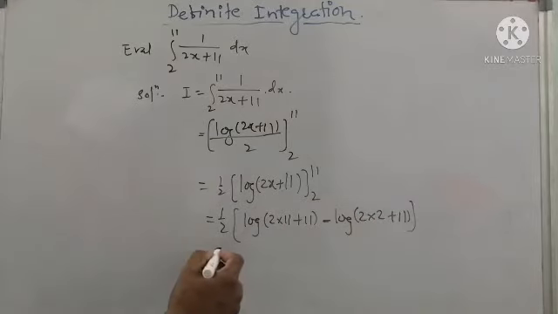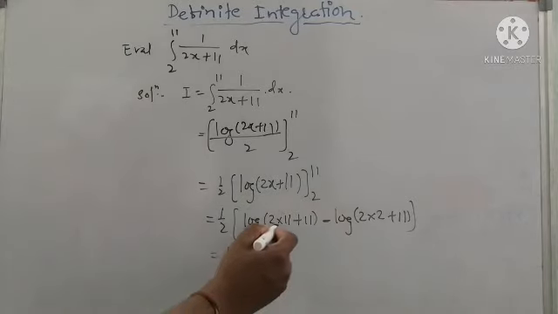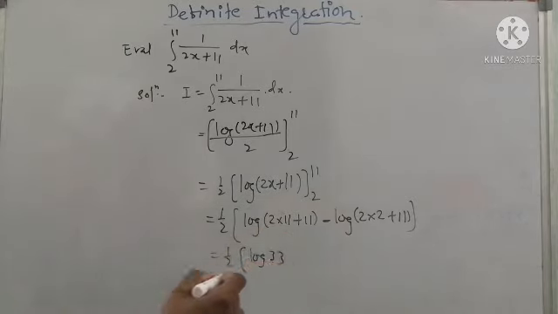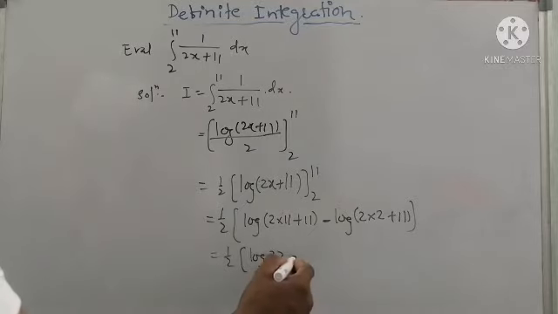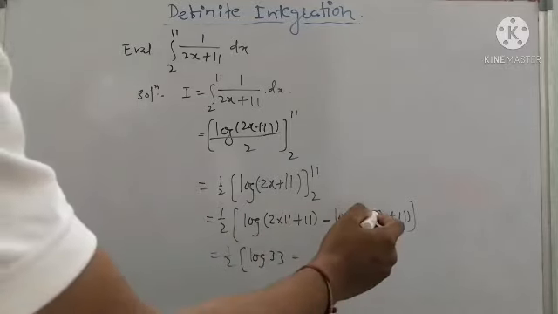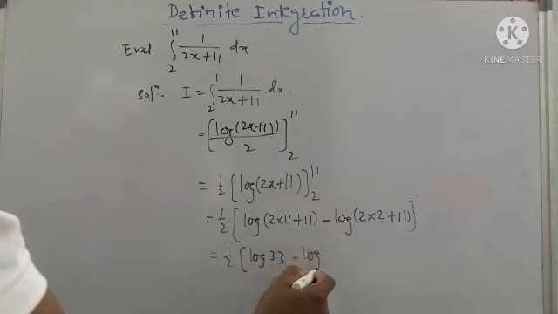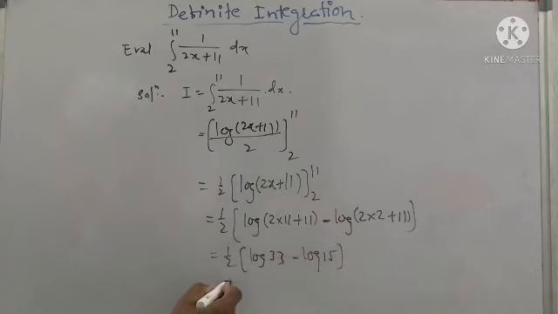Now simplifying this we get the constant which we have to evaluate. Here log of 2 into 11, 22 plus 11, 33 is the upper value of integration, minus the lower value of integration, which is 2 into 2, 4 plus 11, 15, log of 15. Now simplifying this, we know the rule of log, that in subtraction we take the division of numbers. So log of 33 minus log of 15 is equal to log of 33 by 15, which is our answer.